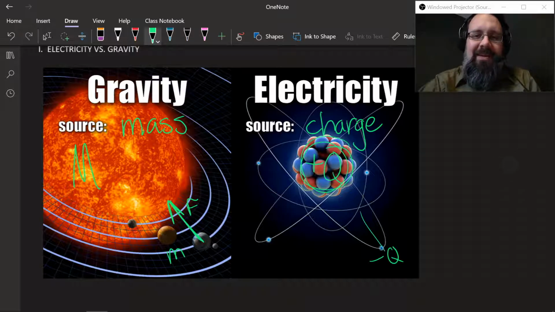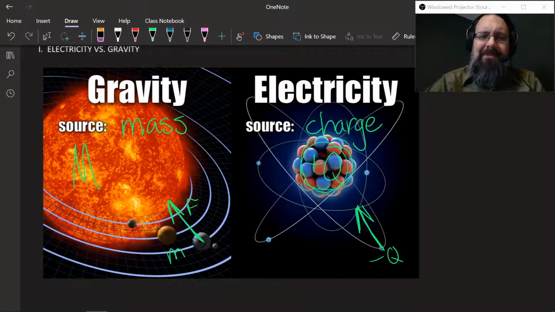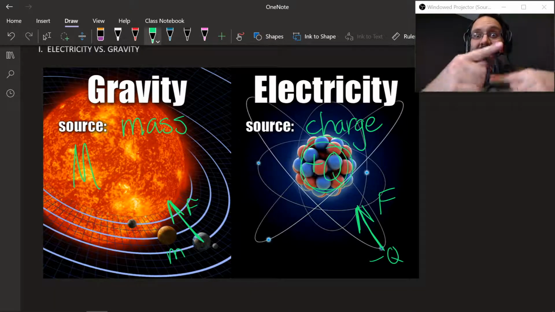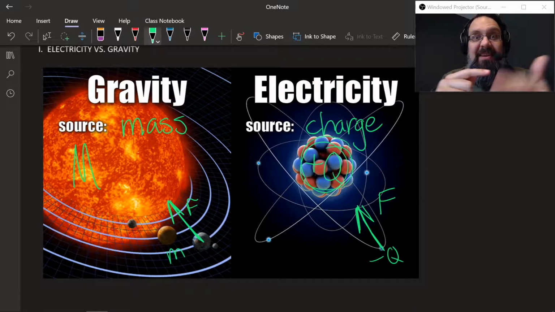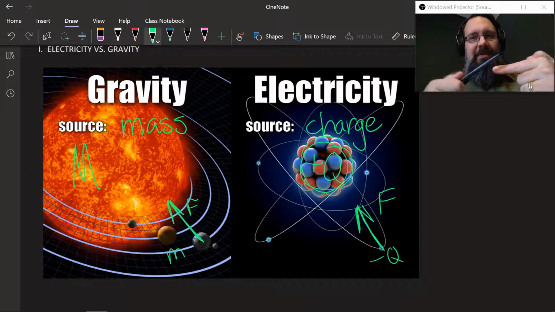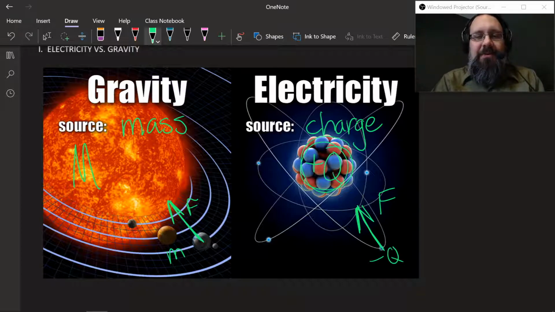It's going to attract it. And so you're going to have a force pulling the electrons towards the nucleus. So the electrons will actually orbit around in this model. This is called the planetary model of the atom. The electrons will orbit around the nucleus, where the centripetal force to cause it to move in those circular orbits is provided by the electric force.